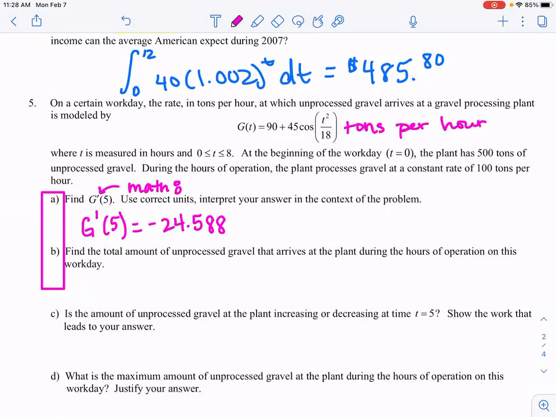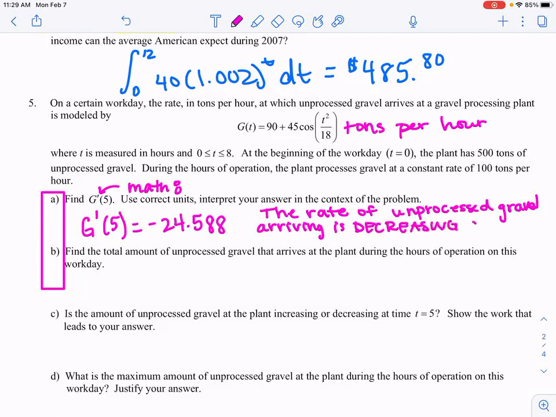So first of all, what does it mean if our derivative is negative? That our function is? Okay, so the rate of unprocessed gravel arriving is decreasing at a rate of 24.588. We were in tons per hour.